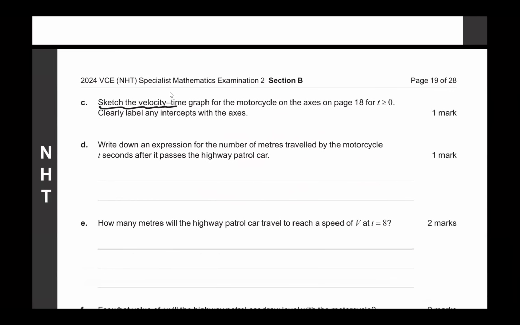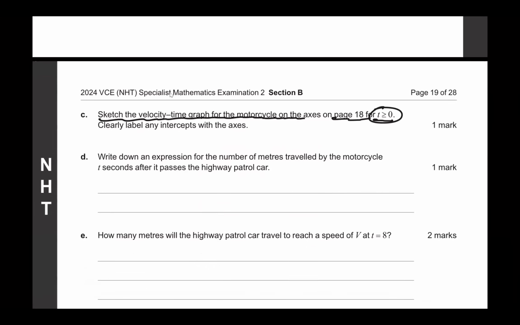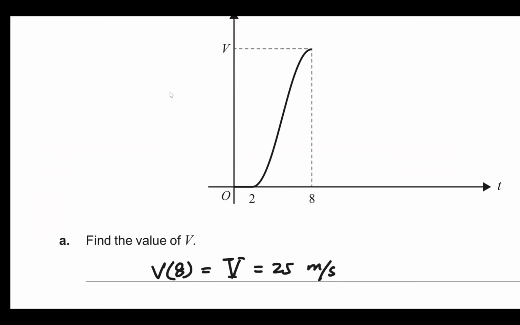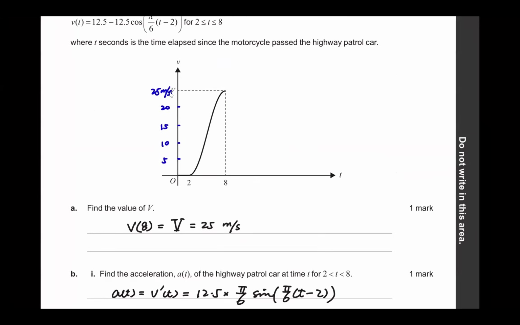Sketch the velocity time graph for the motorcycle on the axis on page 18 for t greater than or equal to 0. Clearly label any intercept with the x-axis. Just be aware, you have found that v is 25 meters per second. The motorcycle is below that value. I would recommend you use a ruler. Say this is 5, this is 10, this is 15, this is 20. Try to draw this to scale, okay? And it starts with 0, 20. So this is your motorcycle VT graph.